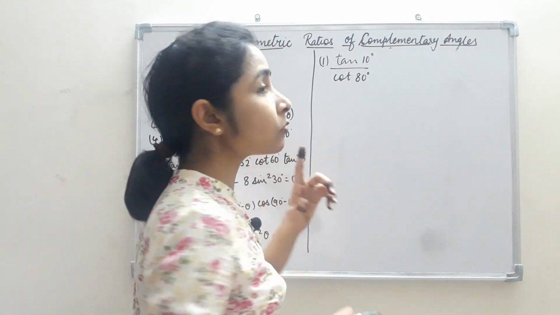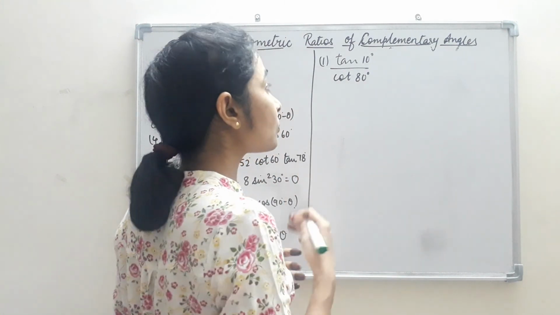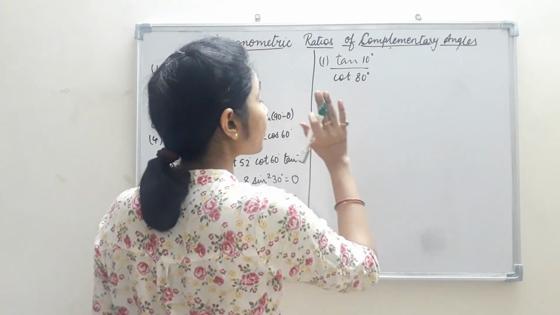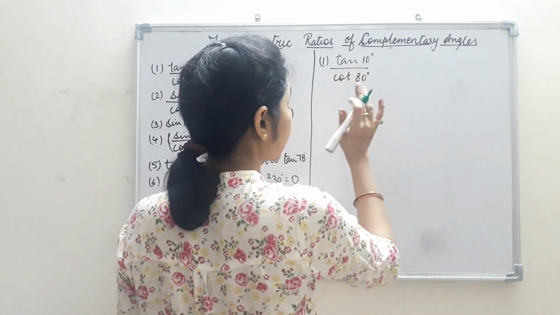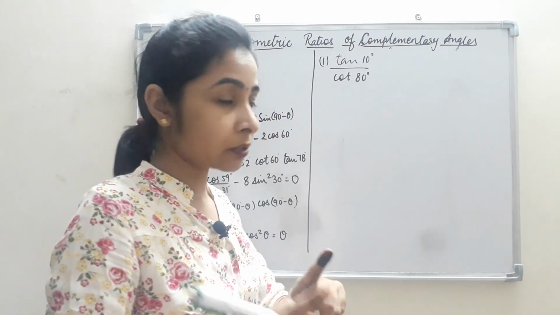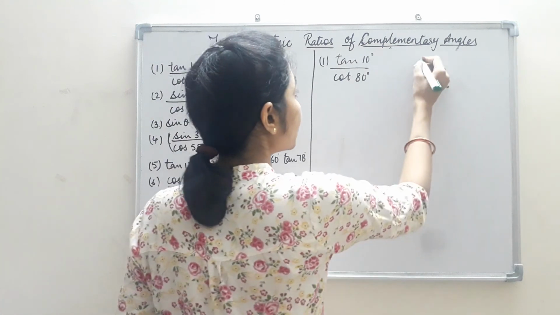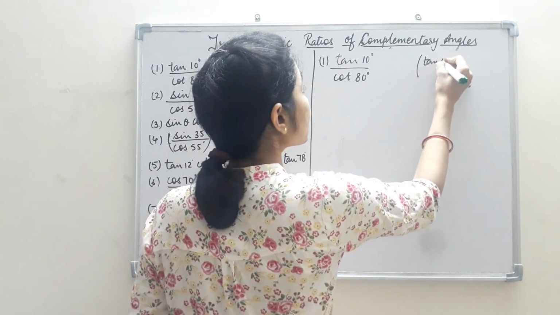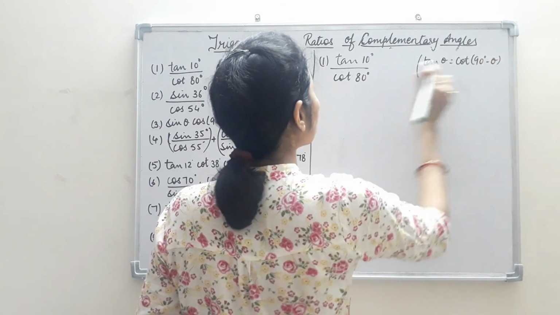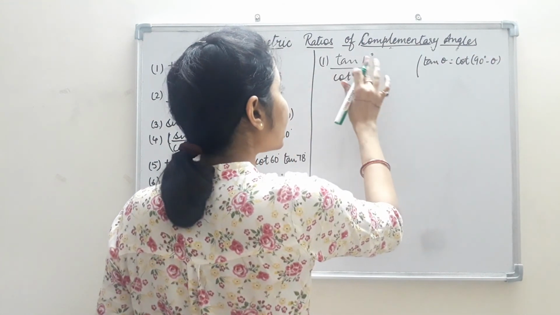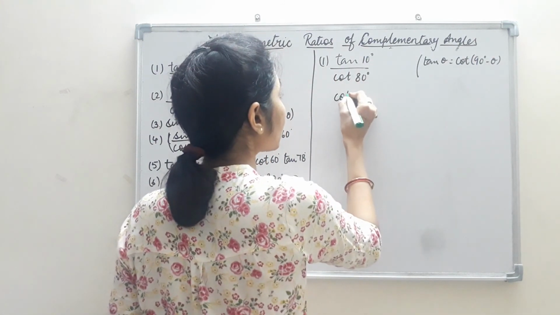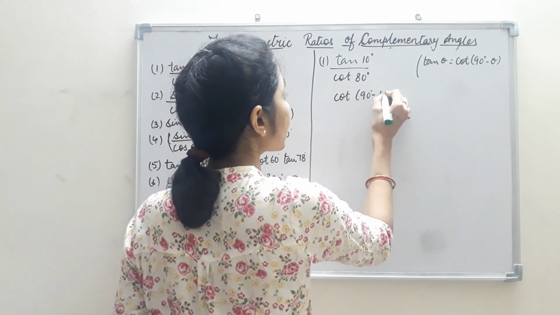In the rest we will do any one, but here I'll do both methods so that you can see that whichever one you change, the question is solved. Let's see the first method, when we are changing tan 10 degree. Tan is related to cot 90 minus theta. We know that tan theta is equal to cot 90 minus theta. Here theta is 10, so tan 10 degree is equal to cot 90 degree minus 10 degree.